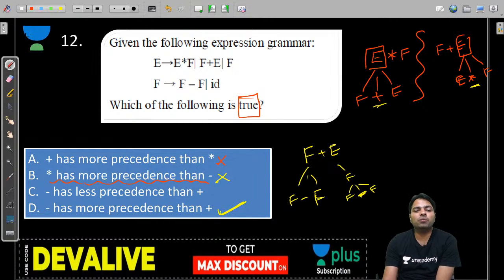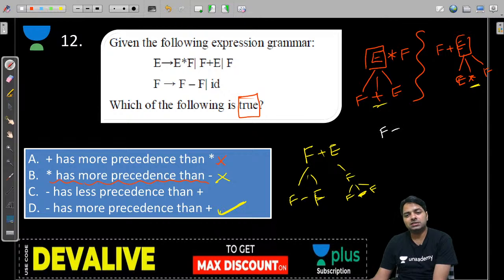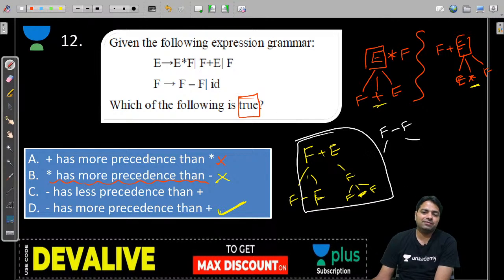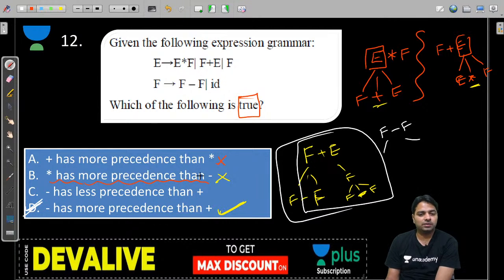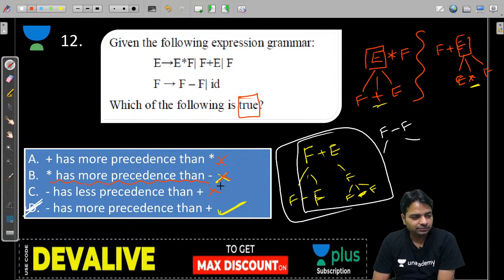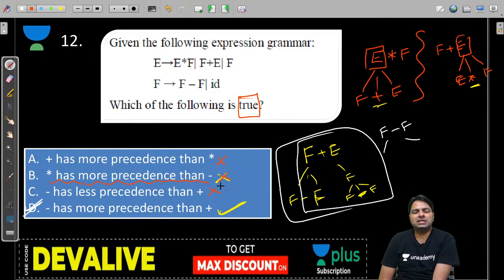And if you want to prove minus has less precedence, then go for minus. Again I am going for minus. F minus F, can I get a plus from either right or left? Not possible. This plus can't be more than minus. So this is the possibility we have. Yeah, D is the right answer. Remaining all are wrong. Star and plus you can say equal if you are following the same non-terminals.